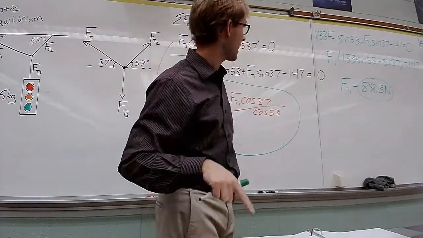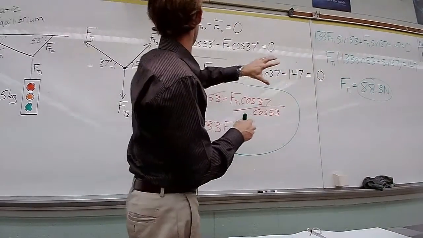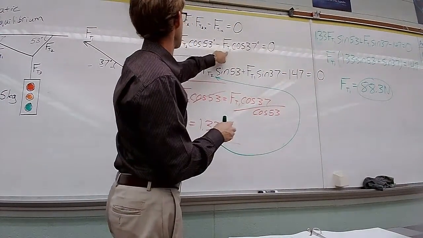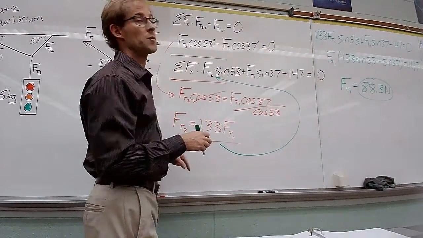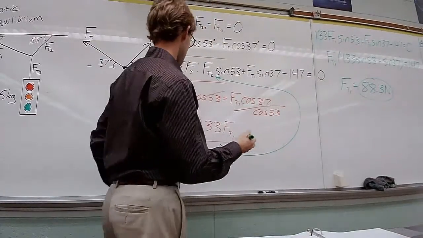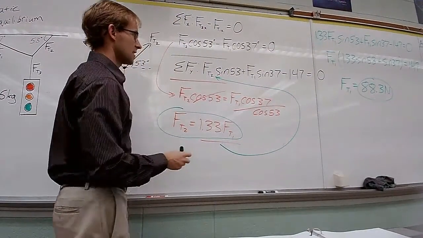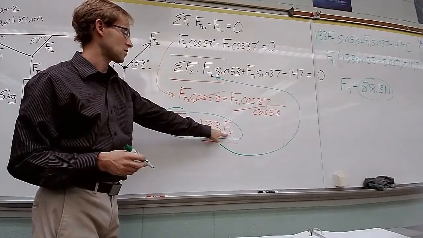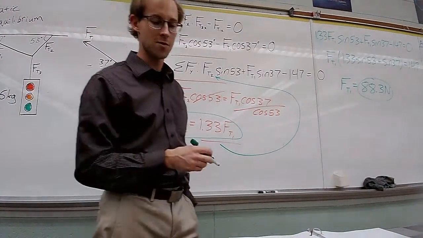So if I got 88.3 for this, what I could do is plug this in for FT1. You just divided by 1.33. You'd have to multiply, right. And that's where I was going with this. The easiest way to solve for FT2 is just to use this fact. So if FT1 is 88.3, 88.3 times 1.33. What's that come to? 117.